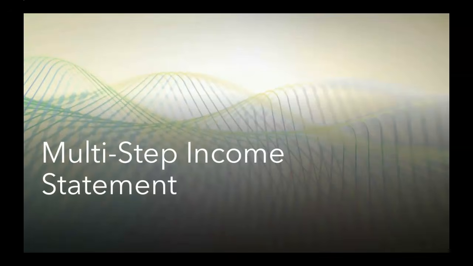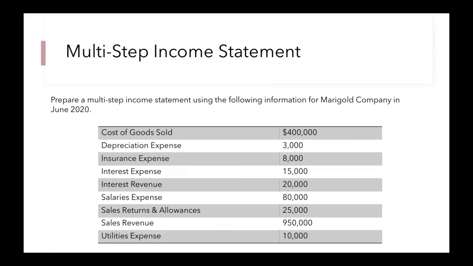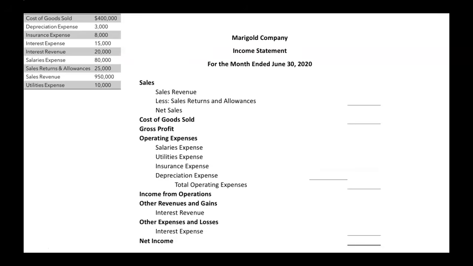Let's work through an example for a multi-step income statement. So this problem says prepare a multi-step income statement using the following information. So we're given a list of revenues, expenses, we have sales returns and allowances, right? So we have all of this information here and we can prepare a multi-step income statement. So it's going to look something like this.